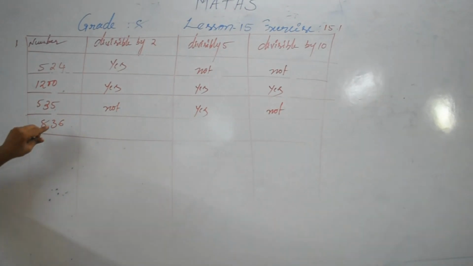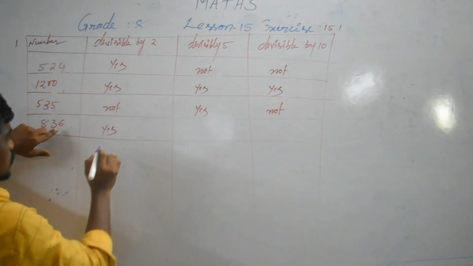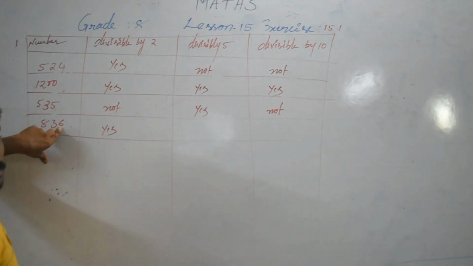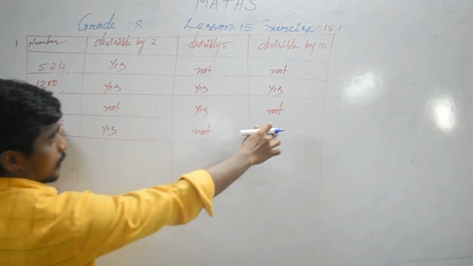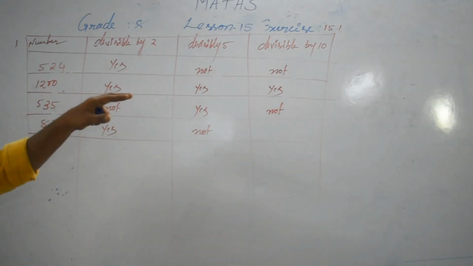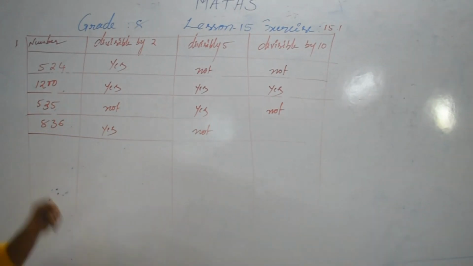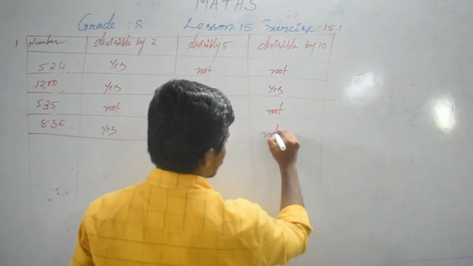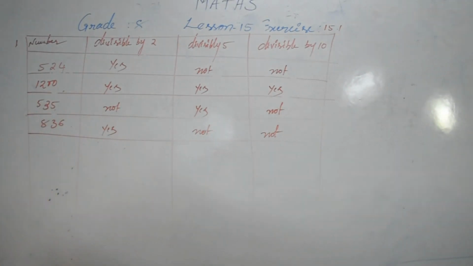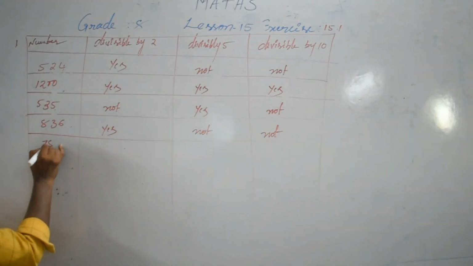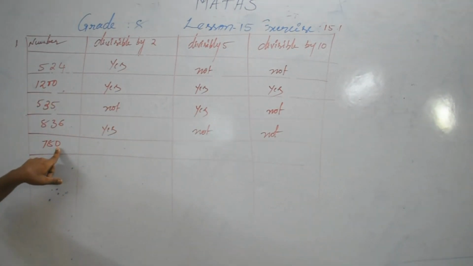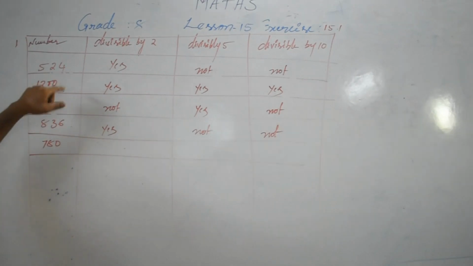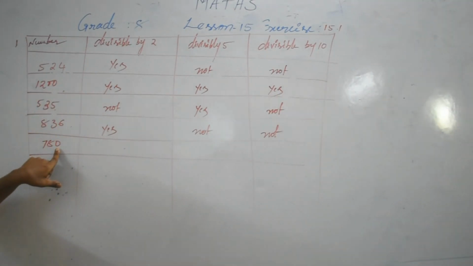In one's place 6. 6 is an even number, so divisible by 2. In one's place 0 or 5 is needed for 5, but here 6 is given, so not divisible. For 10, only 0 works, but here 6 is given, so not divisible. Next one is 780. Here one's place is 0, an even number.